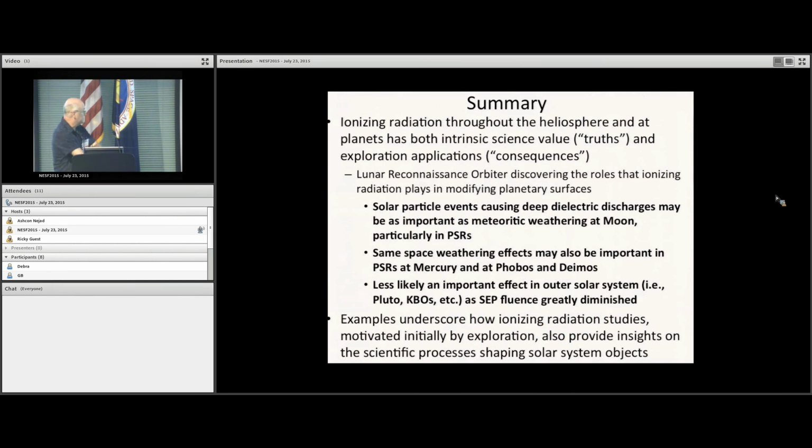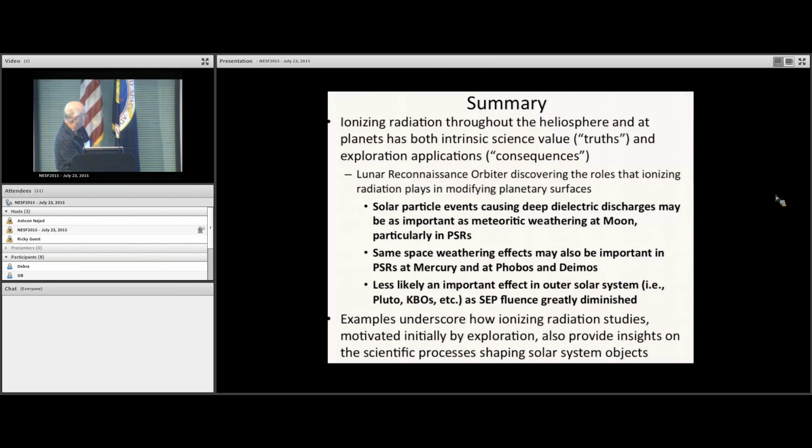My time is up, and just comment that ionizing radiation throughout the heliosphere has both that intrinsic science value, I think of those as the truths, and also very important exploration applications. And those are the consequences that have both a practical consequence for radiation for astronauts and also really interesting, I think, science issues about how these bodies might be modified by the radiation.